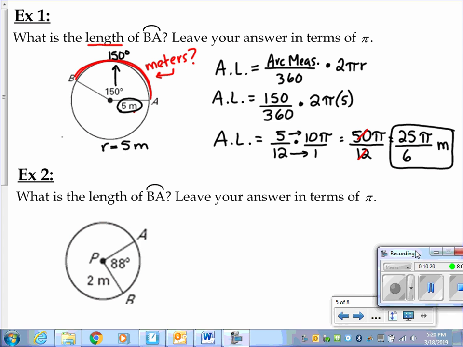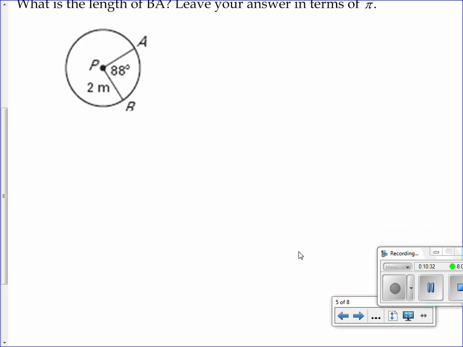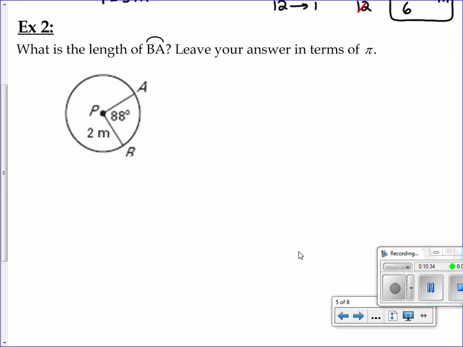Okay, let's take a look at example 2. So same idea. What is the length of arc BA? So if you would like to pause the video, try this on your own, or just follow along. We'll do it together. All right, so I'm trying to find the length of this arc. Notice how my unit's in meters. So again, I'm just trying to figure out how many meters long is this arc. I've been given radius.